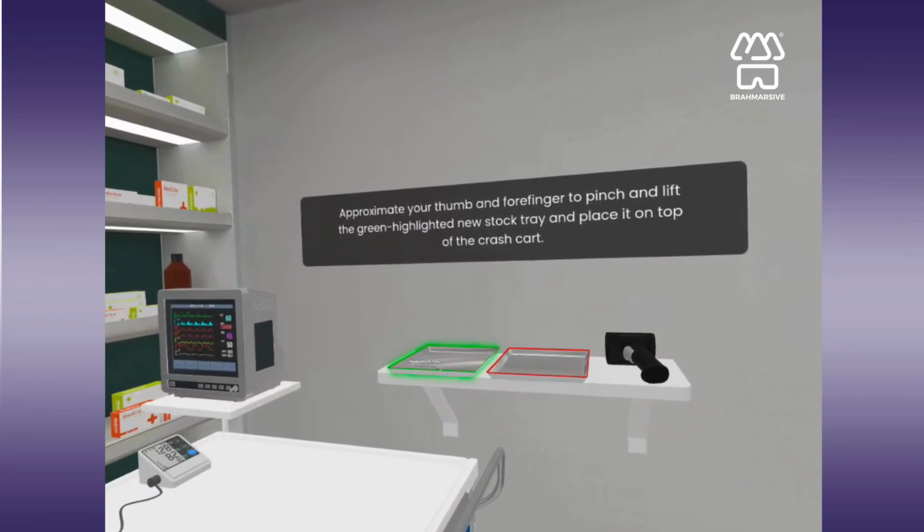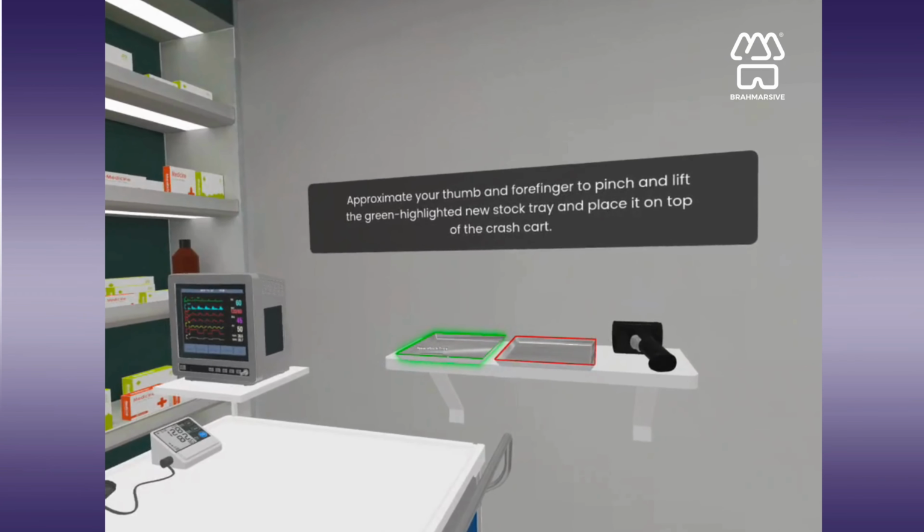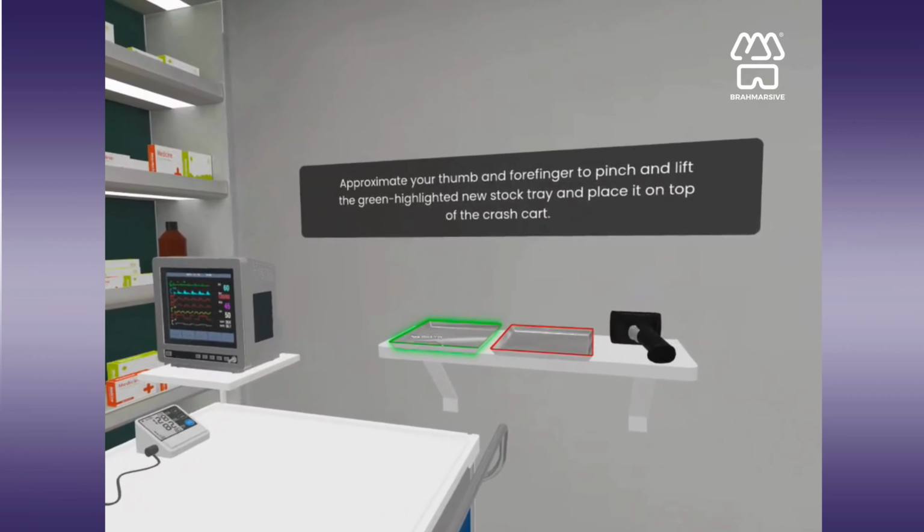Now, bring your thumb and forefinger together to pinch and lift the green highlighted new stock tray and place it on top of the crash cart.